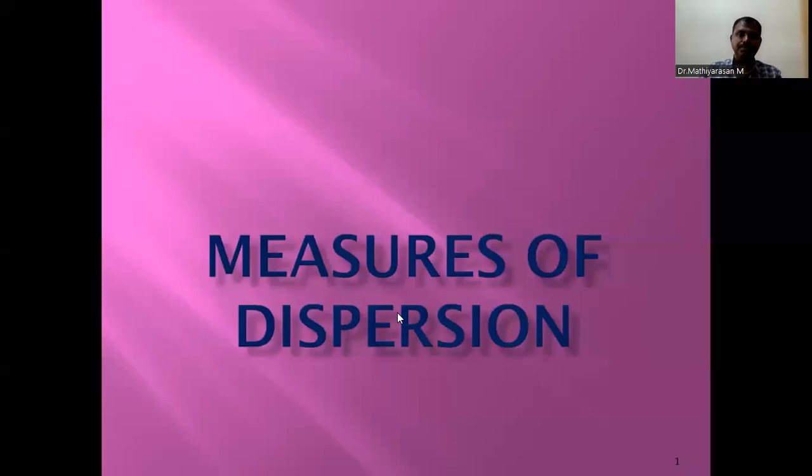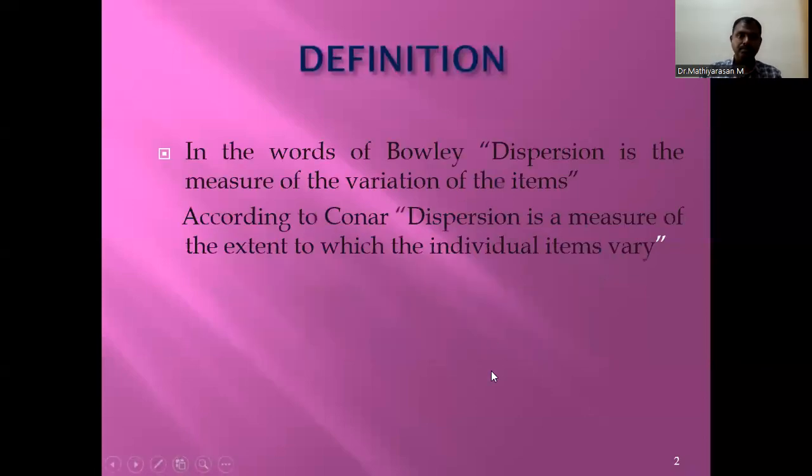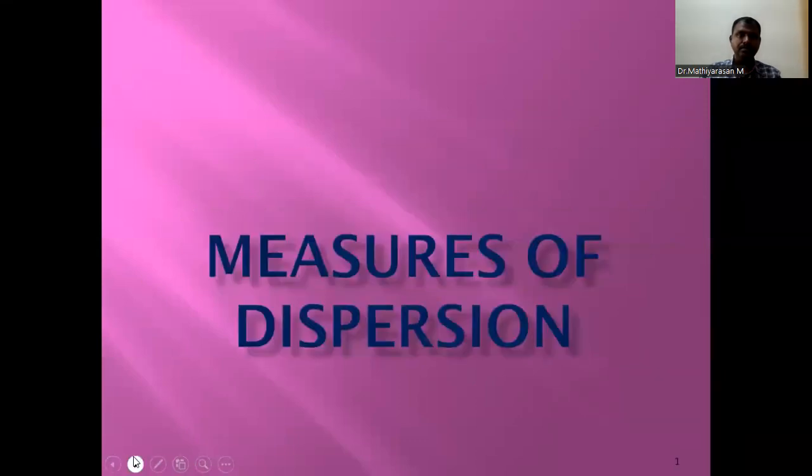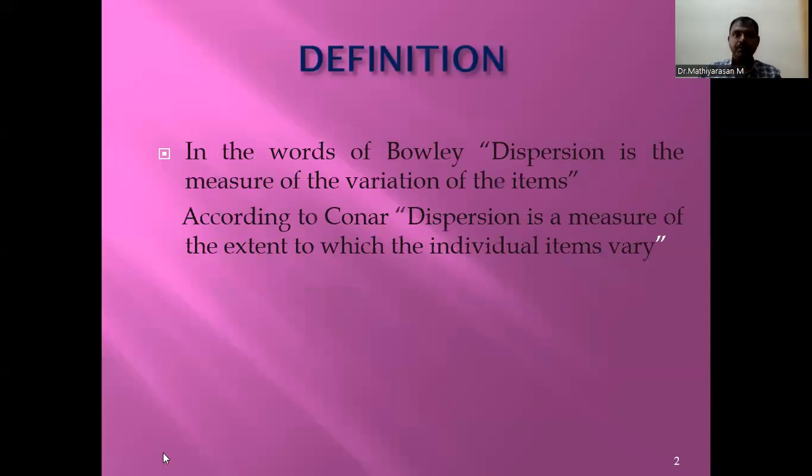Measures of dispersion. First, we are going to see a definition of dispersion. In the words of Bowley, dispersion is the measure of the variation of the items. According to Connell, dispersion is a measure of the extent to which the individual items vary.